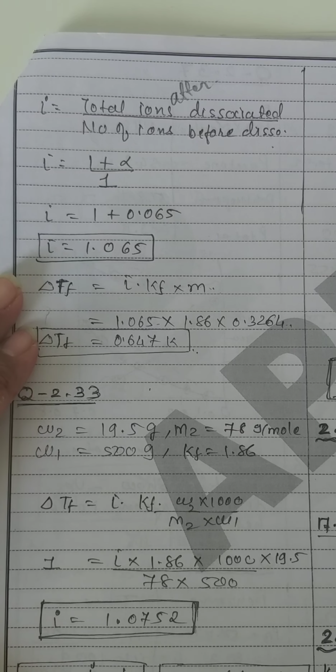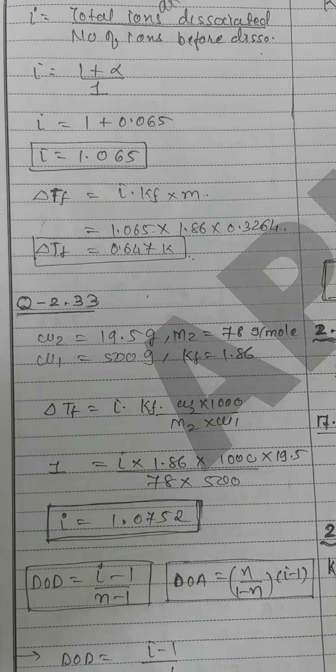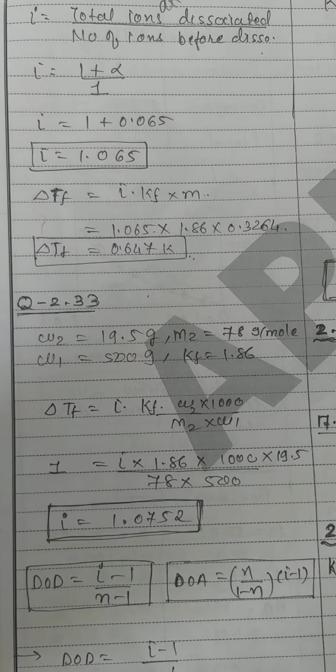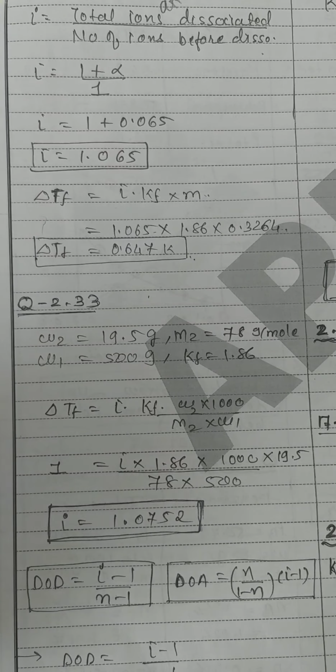Now question number 2.33. 19.5 gram of CH2FCOOH is dissolved in 500 gram of water. The depression of the freezing point of the water observed is 1 degree Celsius. Calculate the van't Hoff factor and the dissociation constant of fluoroacetic acid. So now, a very simple question. Again, you have to watch my videos of abnormal molecular mass and videos of colligative properties if you are not clear in the concept. Question number 2.33.